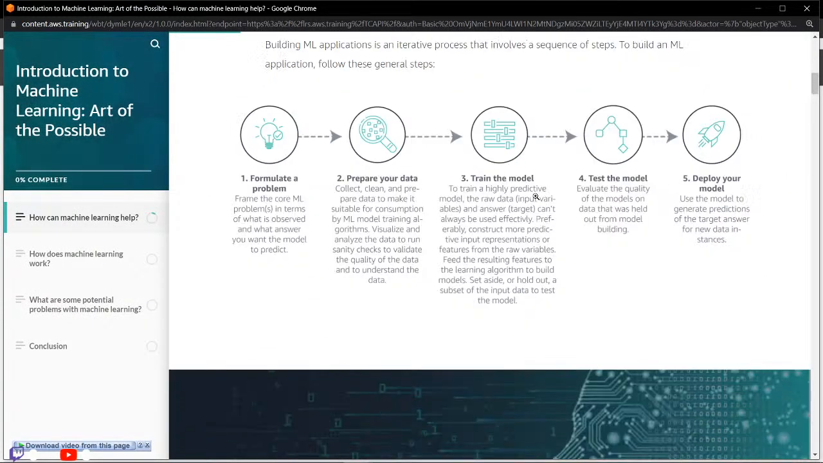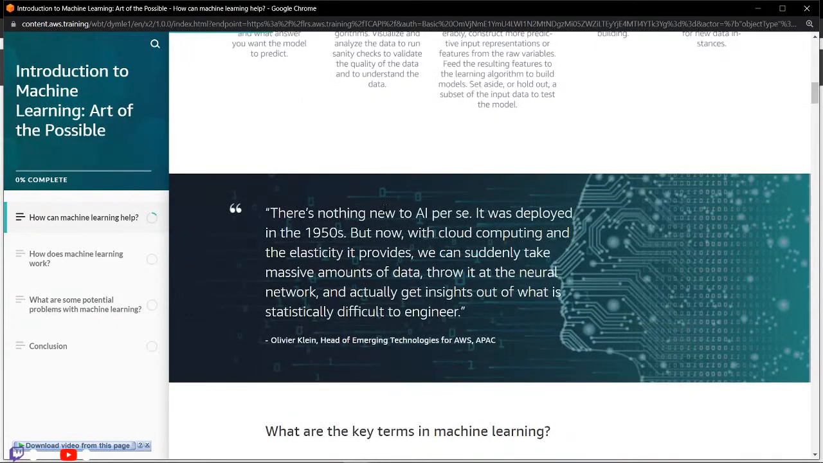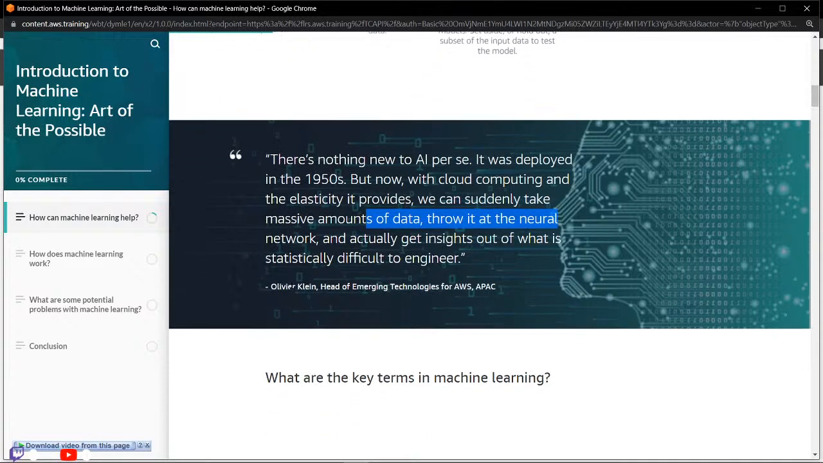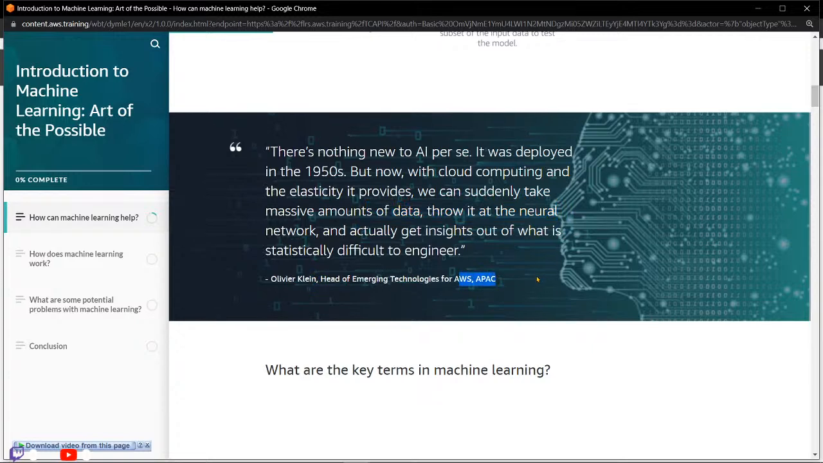So then, there is nothing new to AI per se. It was developed in the 1950s, but now with cloud computing and the elasticity it provides, you can suddenly take a massive amount of data and put it through a neural network and actually get insight out of what is statistically difficult to engineer. Oliver Klein, head of emerging technology for AWS.